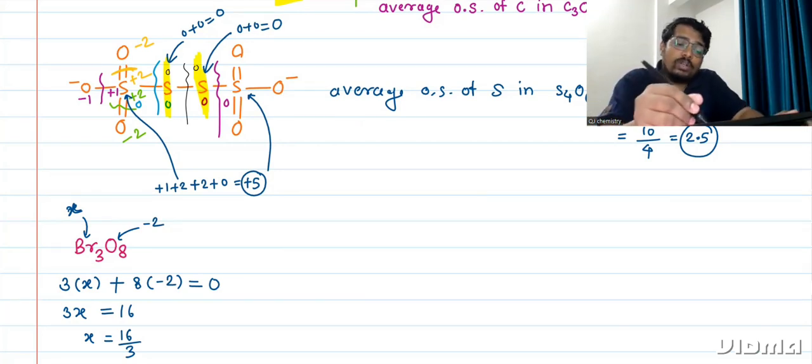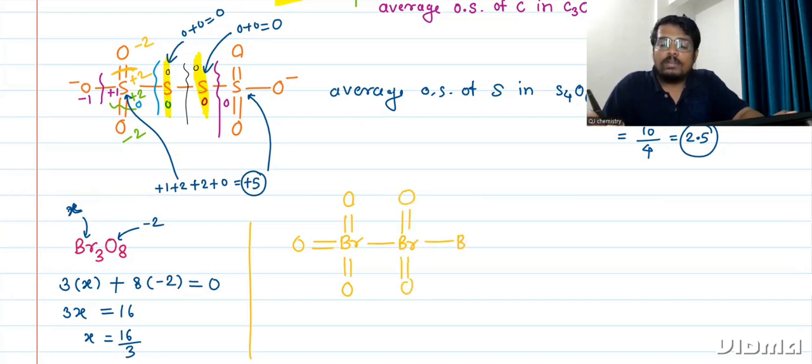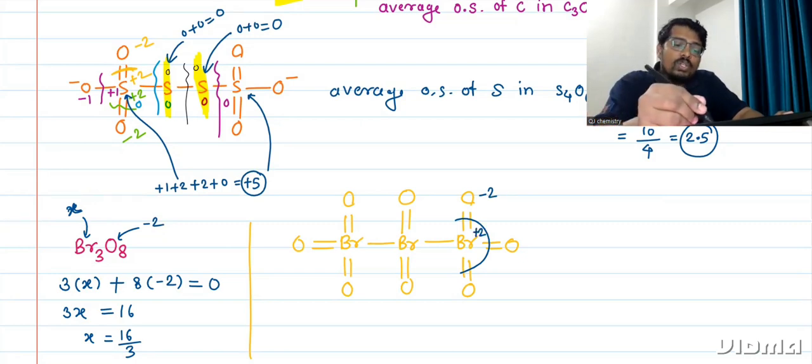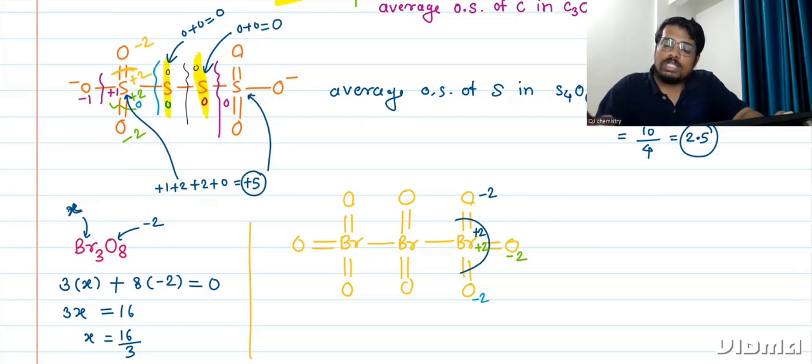Now let us draw the structure and also calculate the oxidation state of Br3O8 from the structure. This is the structure of Br3O8. Now dissociate the bonds between oxygen and bromine and find the oxidation state of each bromine atom. When we dissociate these bonds, oxygen is more electronegative, so assign -2 charge to oxygen and +2 charge to bromine. On dissociation of the second bromine-oxygen bond, +2 charge to bromine, -2 charge to oxygen. On dissociation of the third bromine-oxygen double bond, -2 charge to oxygen, +2 charge to bromine.